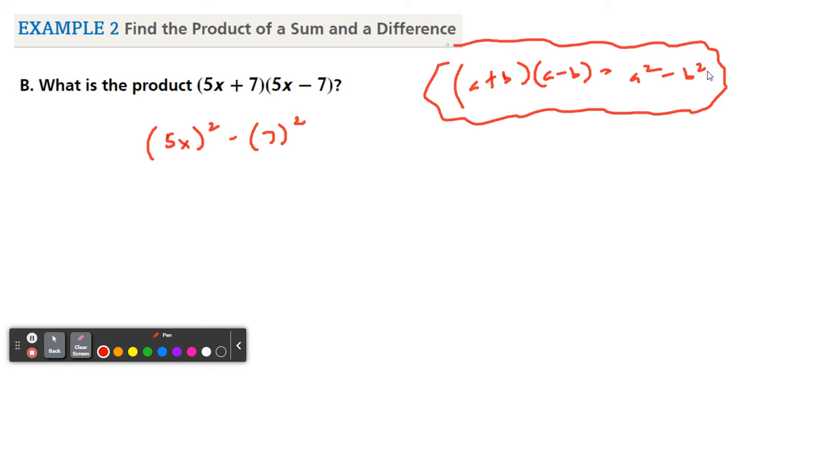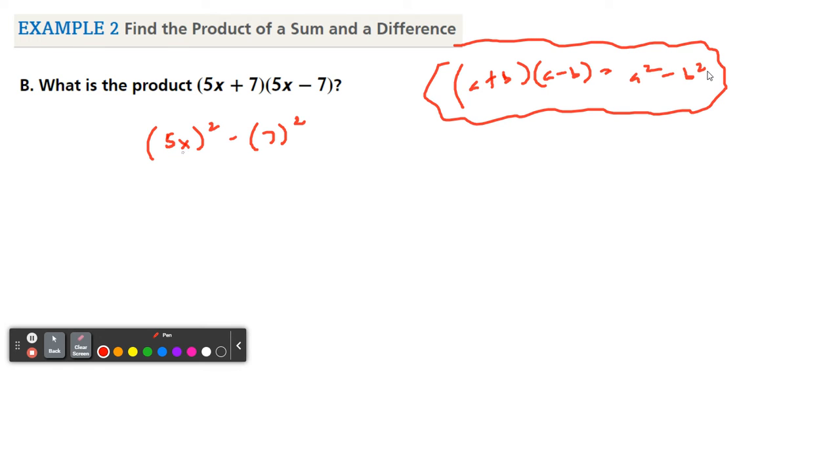Okay. So what is the product of 5x plus 7 and 5x minus 7? Well, again, you'll see that these are the exact same two parentheses, but one's positive, one's negative. We know that the middle terms are going to cancel, so all this is going to boil down to 5x squared minus 7 squared. Remember, a plus b times a minus b is a squared minus b squared. Right, this is the difference of two squares.